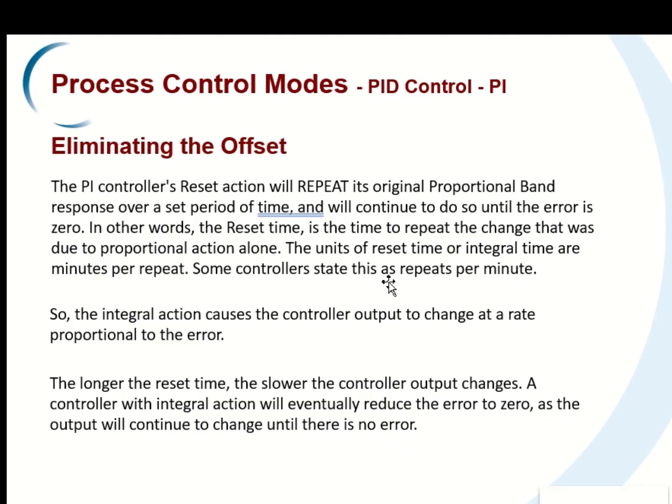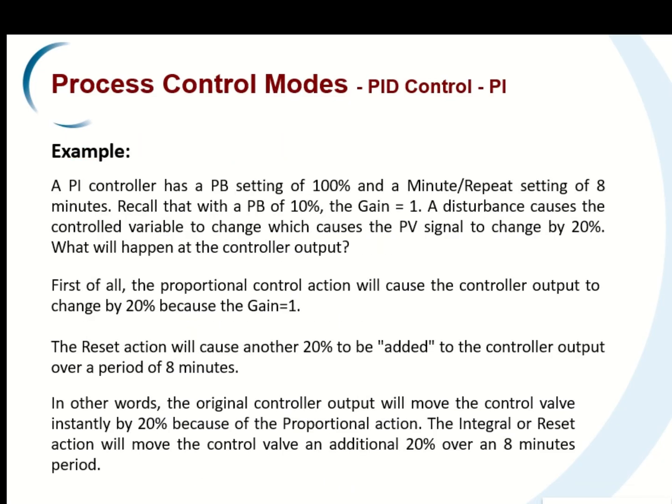Some controllers state this as a repeat per minute actually. So the integral action causes the controller output to change at a rate proportional to the error. The longer the reset time, the slower the controller output changes. The controller with the integral action will eventually reduce the error to zero as the output will continue to change until there is no error. So we have the same slides with different language, trying to understand that offset needs to be zero.